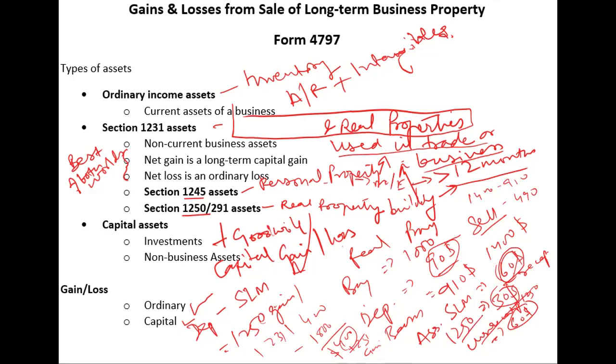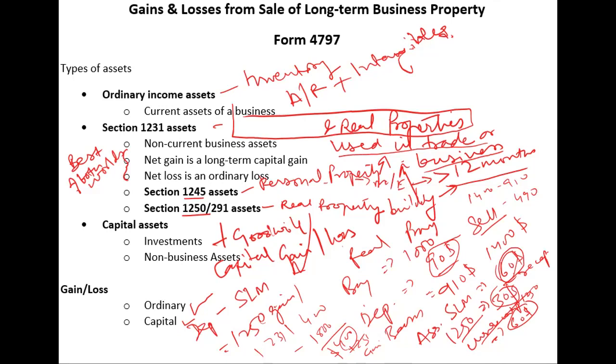Now, as a summary of personal and real property, that is 1245 and 1250 property, section 1245 and 1250 gains are considered ordinary gain.